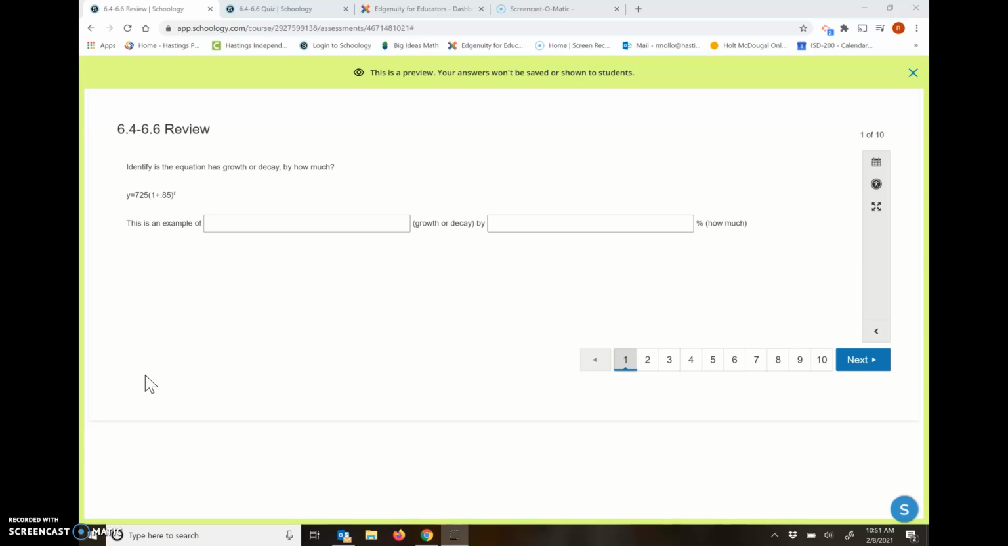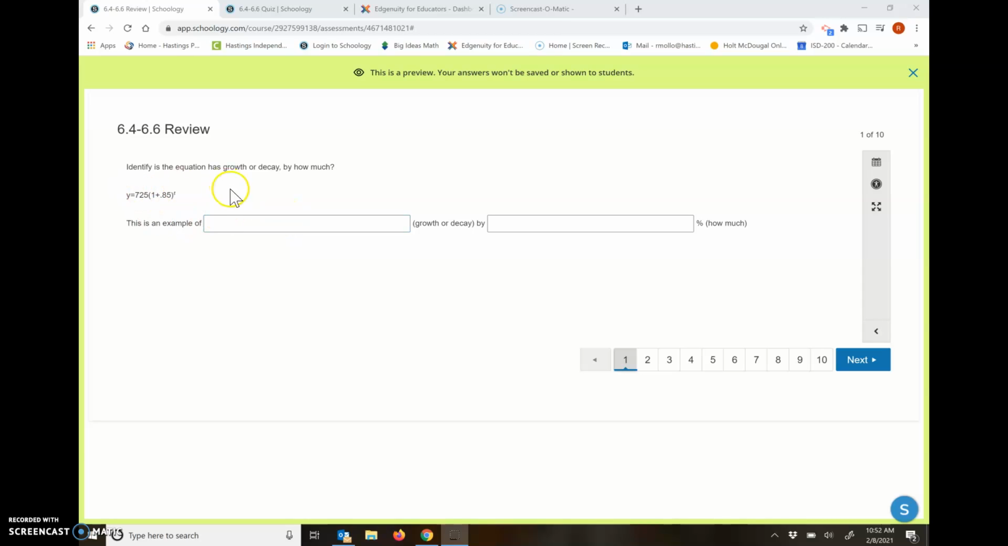So again, since I made both of these, the review and the quiz are pretty much identical to each other. So make sure when you're going through the review, write some things down so that'll make the quiz a lot easier for you. So 1 and 2 on the quiz and the review are growth and decay problems.